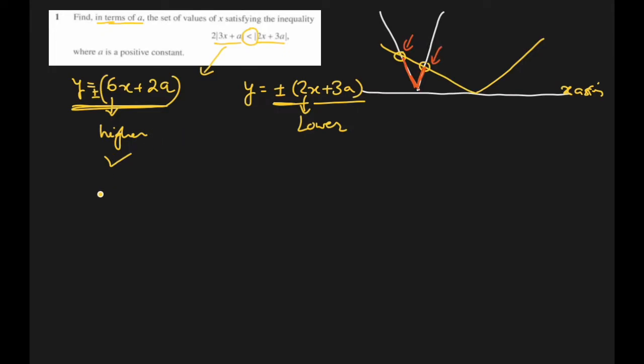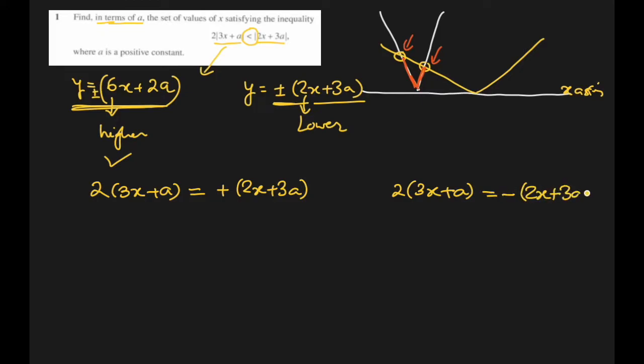So let's find these 2 points of intersection. For that, what will we do? We will convert one of them as 3x plus a. We are trying to find roots, so not less than, it is equal to; we want points of intersection. Now this one we will write once plus 2x plus 3a, and once minus 2x plus 3a. Some of you may wonder, why the right side, why not the left side?